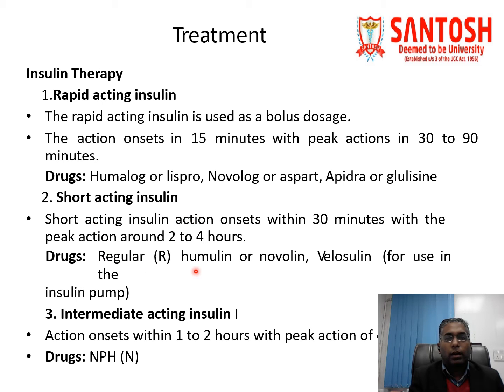Short acting insulins have onset within 30 minutes with peak around 2 to 4 hours. Drugs available are regular insulin or Velosulin for use in the insulin pump. And there are intermediate acting insulins, whose action starts in 1 to 2 hours but peak action is in 4 to 6 hours. Drugs are like NPH, and action can be prolonged up to 12 hours.